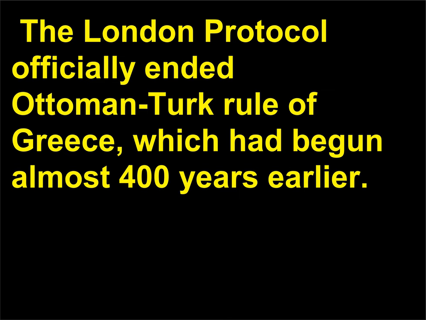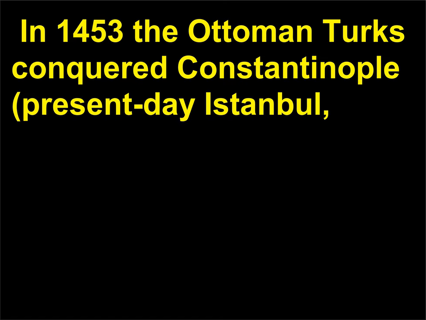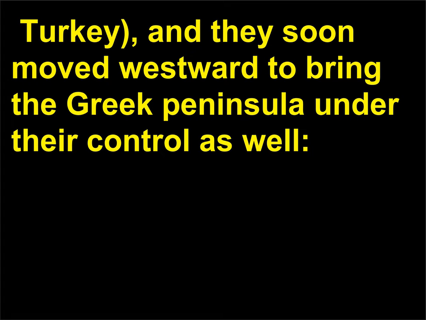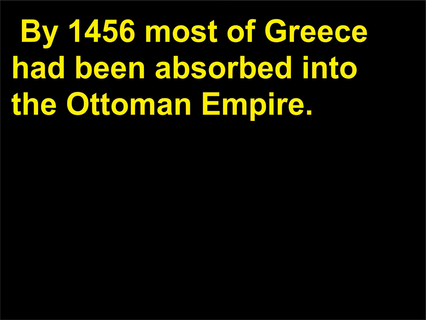In 1453, the Ottoman Turks conquered Constantinople, present-day Istanbul, Turkey, and they soon moved westward to bring the Greek peninsula under their control as well. By 1456, most of Greece had been absorbed into the Ottoman Empire.